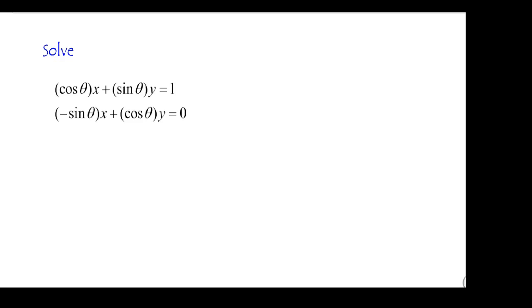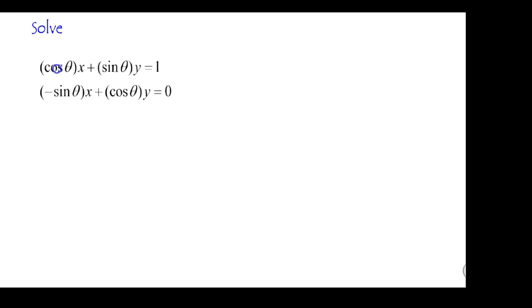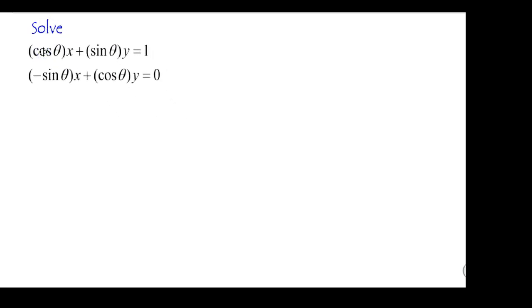The next example I have involves trigonometric functions, but you know the definition of a linear equation is that there are no trigonometric functions of the variables. The coefficients of the variables x and y are trigonometric functions of theta. They are simply constants once we know what theta is. So this is a linear system.